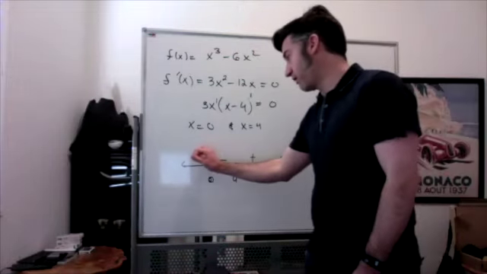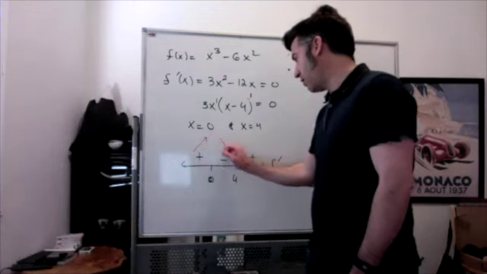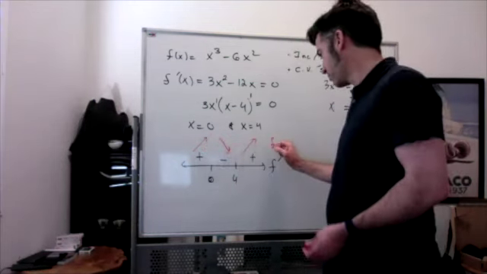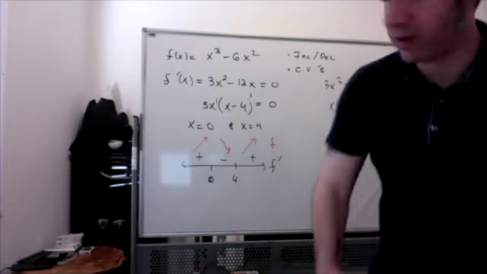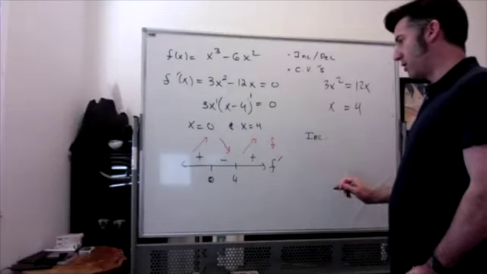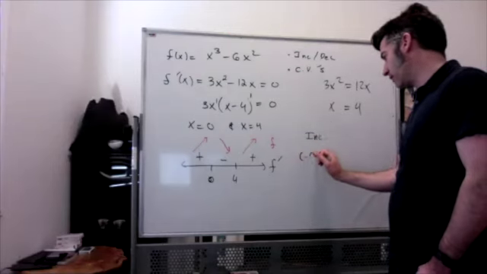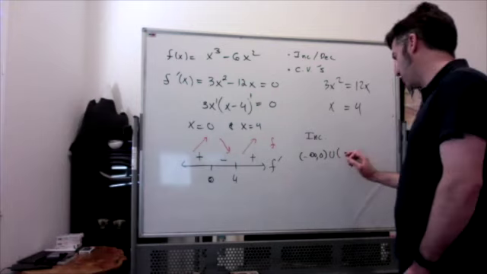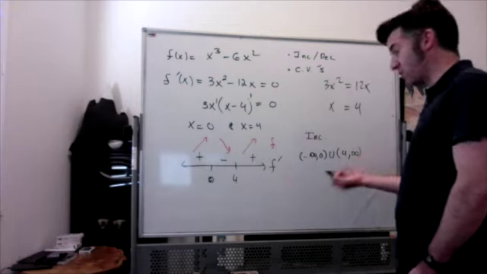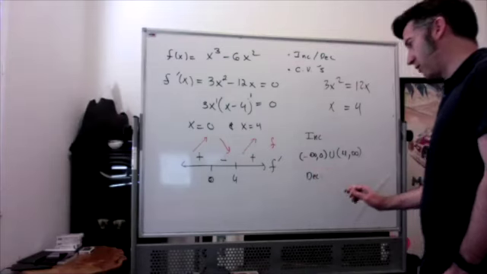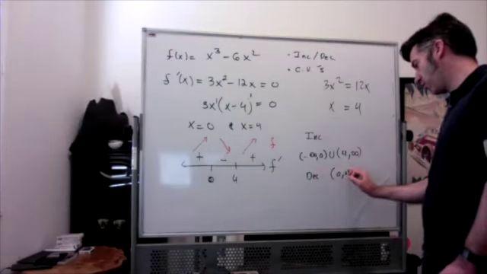So then I know that my function is increasing and then decreasing and then increasing. So I know that the function is increasing on the interval from -infinity to 0 union 4 to infinity. Again, we're not including those endpoints. And then it's decreasing on the interval from 0 to 4.